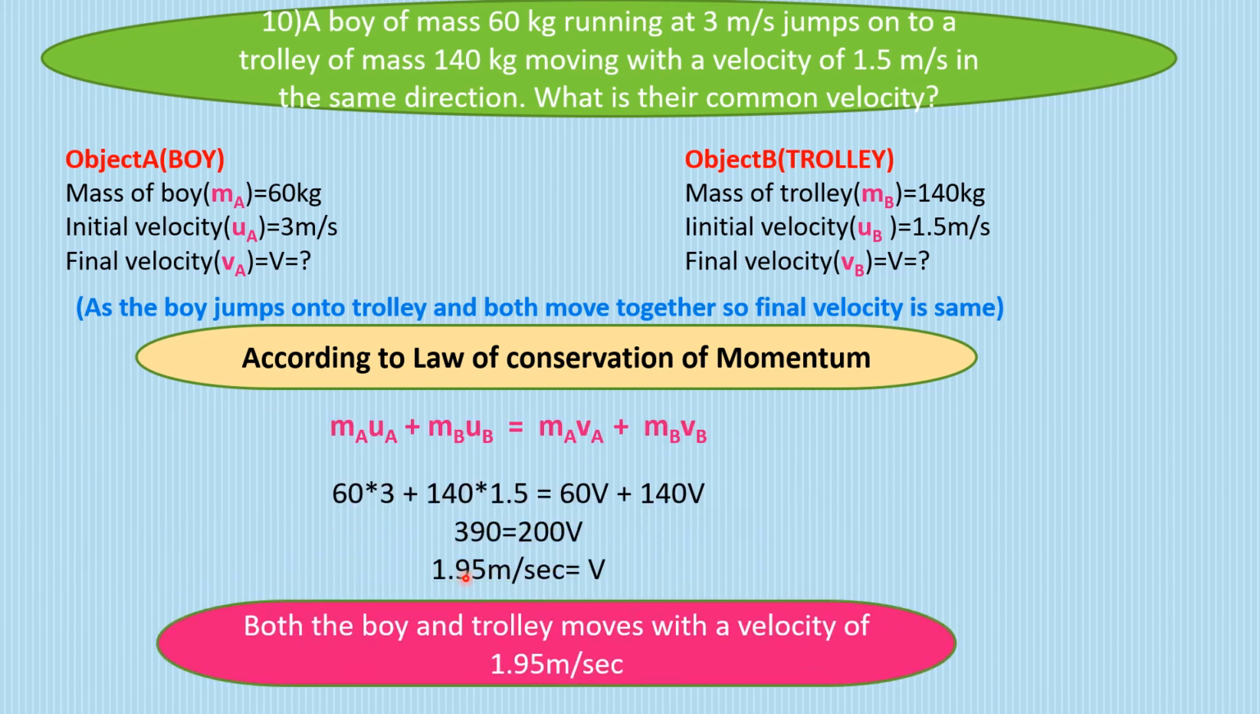Okay. So both the boy and the trolley move with the velocity of 1.95 meter per second. Right? Why are both moving? Because that is going to be their common velocity. If you put them as common, then you understand that they are going to travel off together, even if nothing certain is mentioned here. Here it is mentioned that he jumps onto it. If the boy jumps onto the trolley, of course they're going to move together. Right? I hope all the numericals are clear to you.